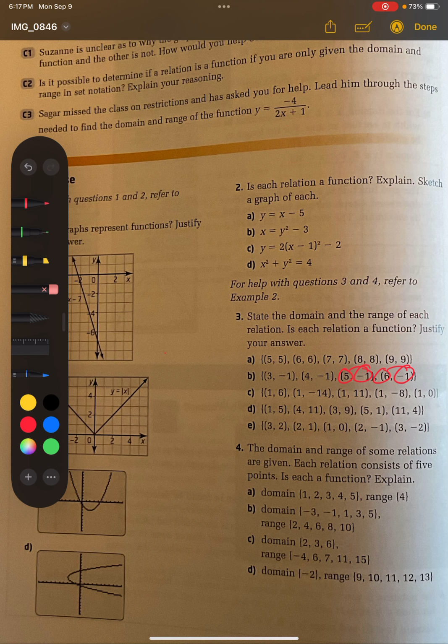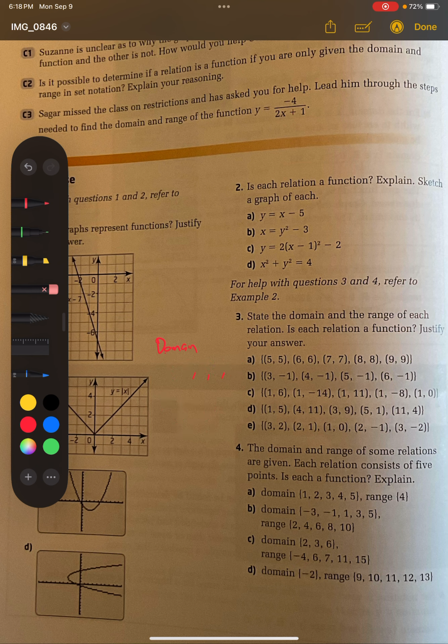But what is the domain? The domain in this case is a set of x values such that it's 3, 4, 5, and 6. That's the domain. And the range is very easy, -1. So even though they all point to one value, they're allowed to all point to one value. The problem is when the same x value points to two different places. That's what we can't have.